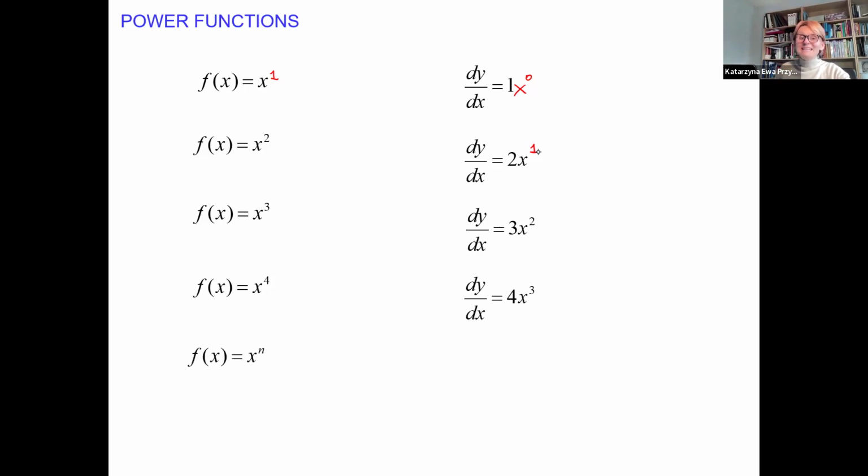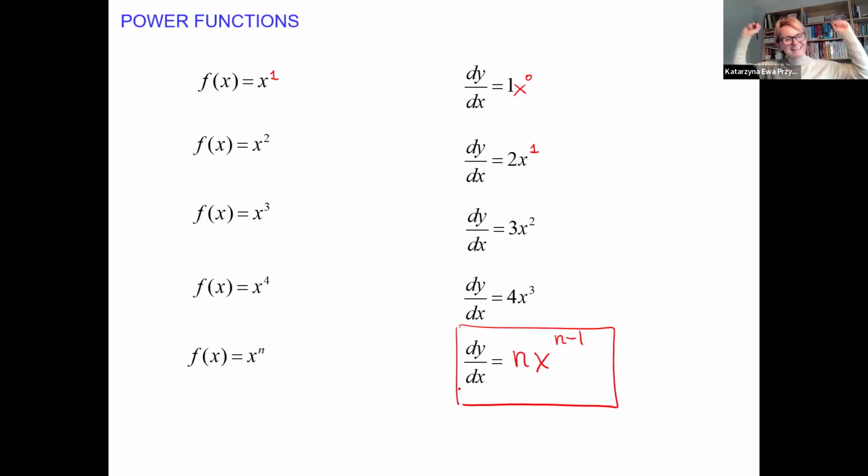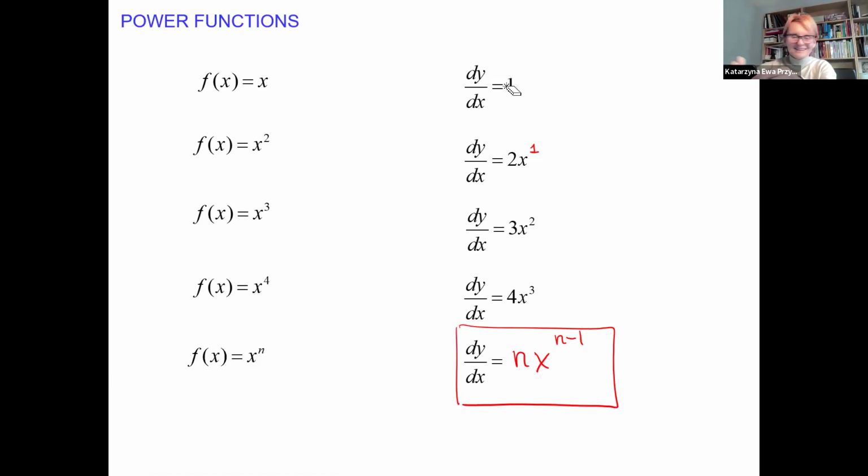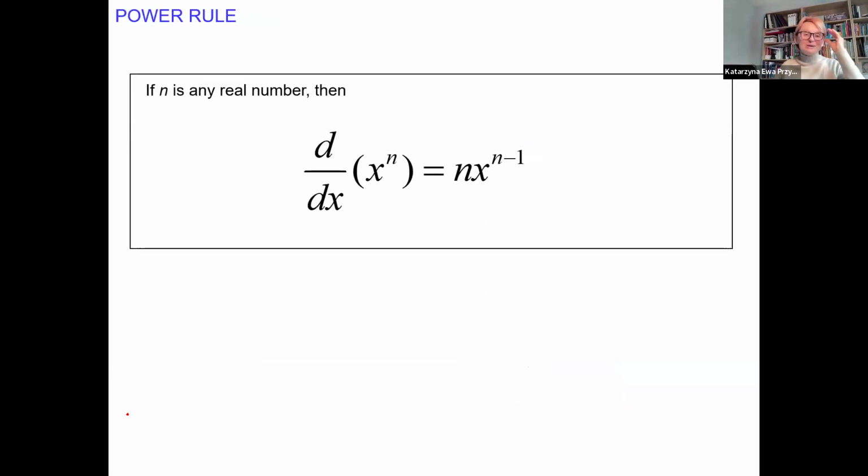And now, what will be the general formula for the power function? We call it the power rule. For x to the power of n, what is the derivative? Of course, I can write n x to the power of n minus 1. Now we can quickly calculate. That means this is the first rule, the first shortcut formula.